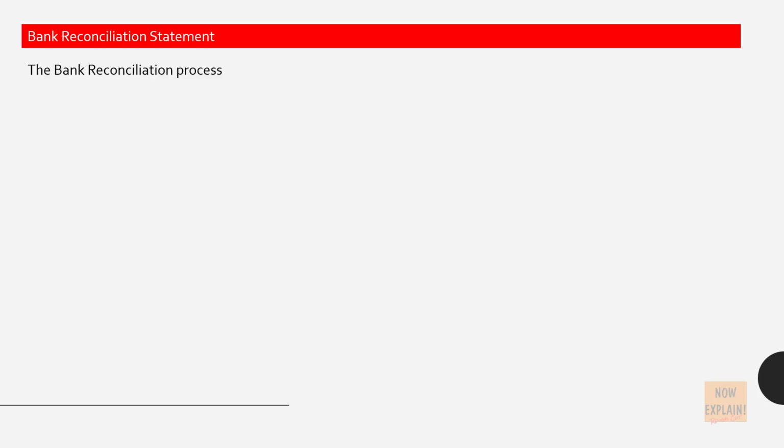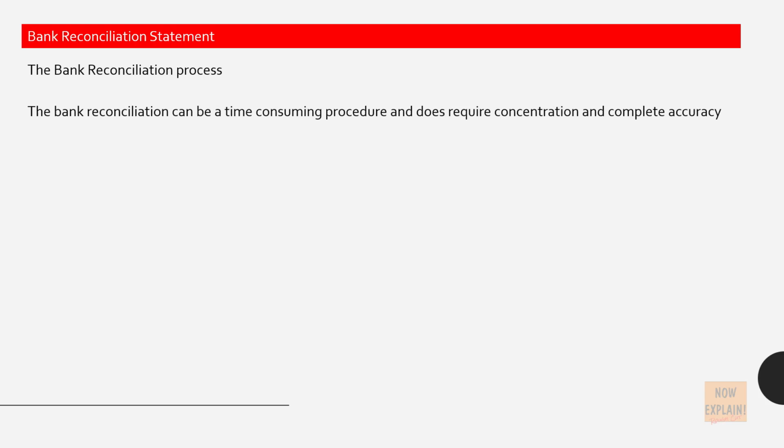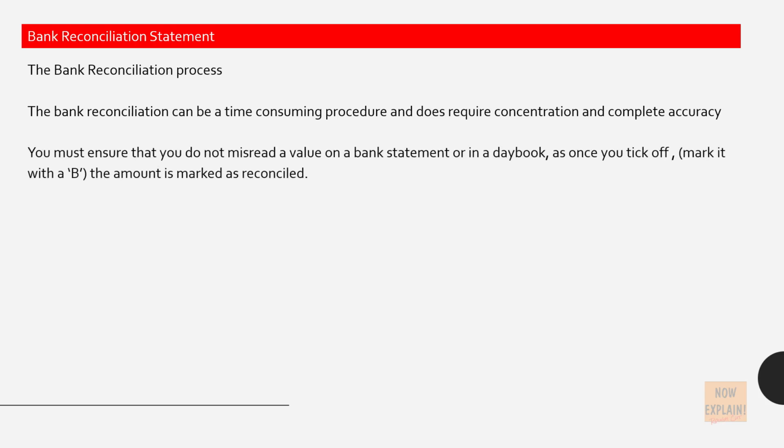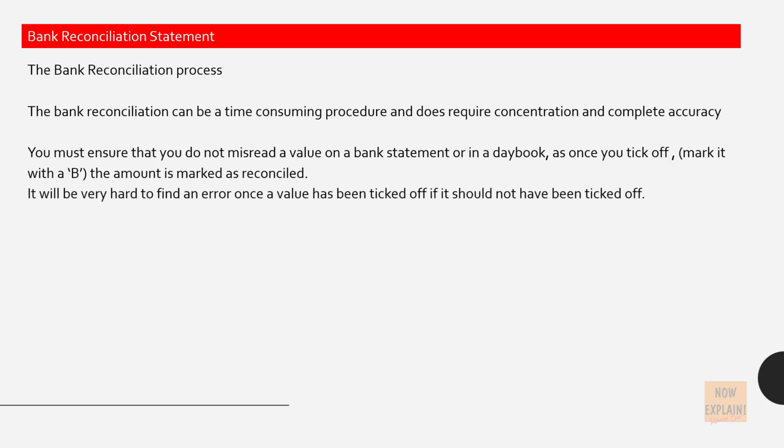The bank reconciliation process. The bank reconciliation can be a time-consuming procedure and does require concentration and complete accuracy. You must ensure that you do not misread a value on a bank statement or in a daybook, as once you tick off, mark it with a B, the amount is marked as reconciled. It'll be very hard to find an error once a value has been ticked off. It should not have been ticked off.